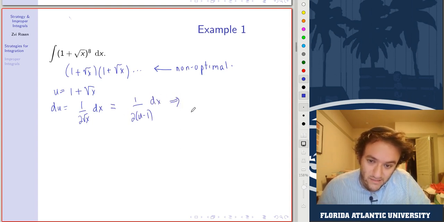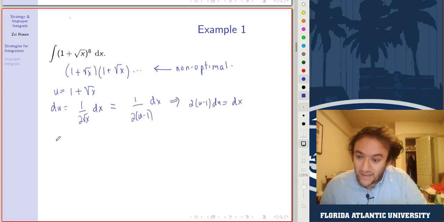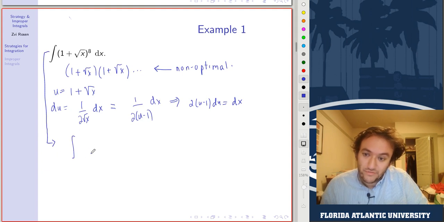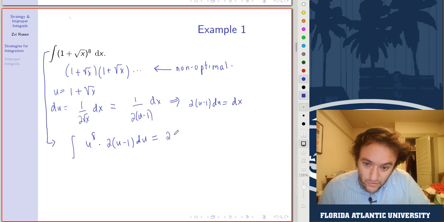Okay, and that means that 2 times u minus 1 du is equal to dx. Given that, we now have our integral becomes the integral of u to the 8th times 2 u minus 1 du, which is 2 times the integral of u to the 9th minus u to the 8th du.